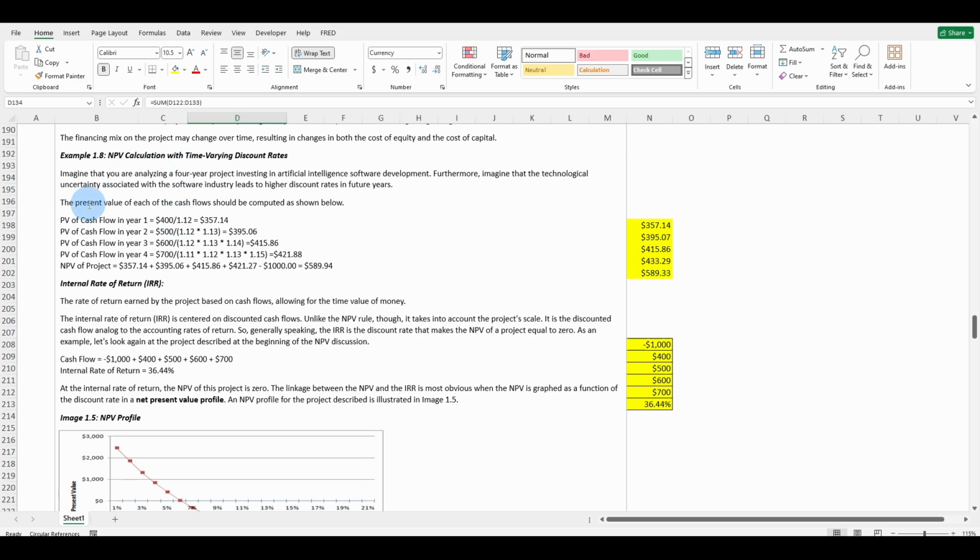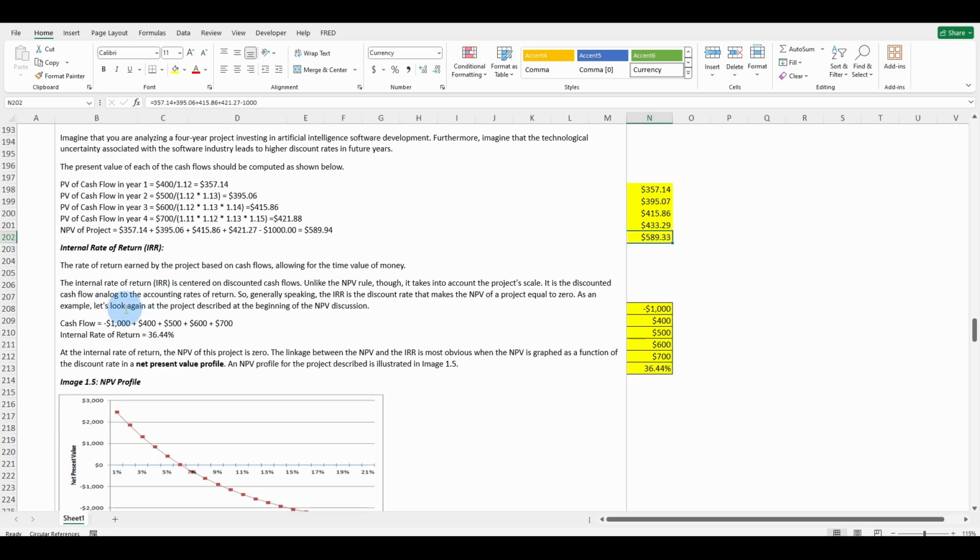The present value of each of the cash flows should be computed as shown below. 400, this is year 1, 400 divided by 1.12. 500 divided by 1.12 times 1.13. So you get this pattern here. What I have is this calculation right here. See this? In the end, the net present value of the project is $589.94.